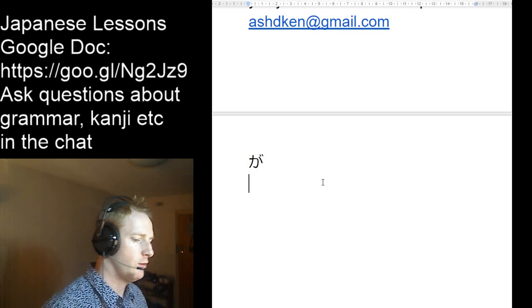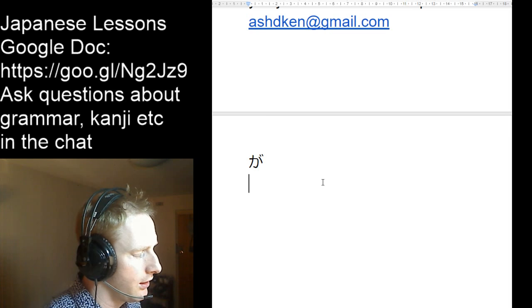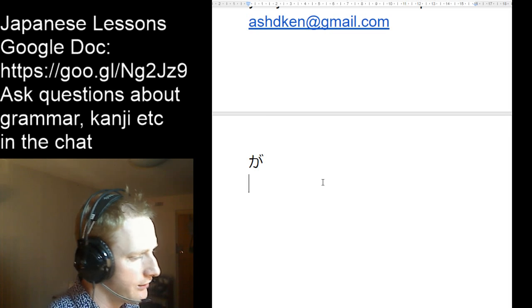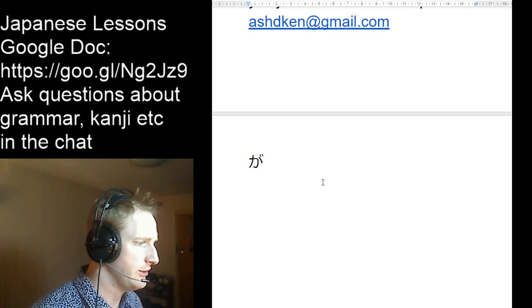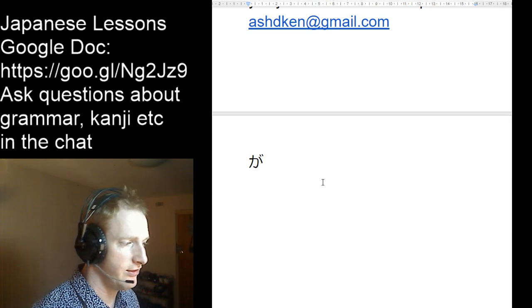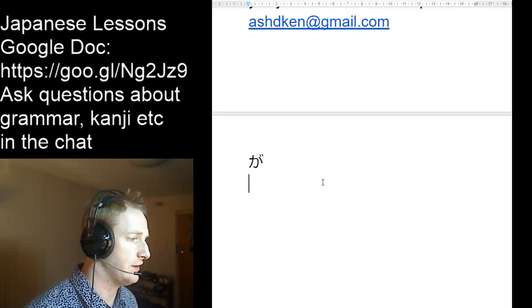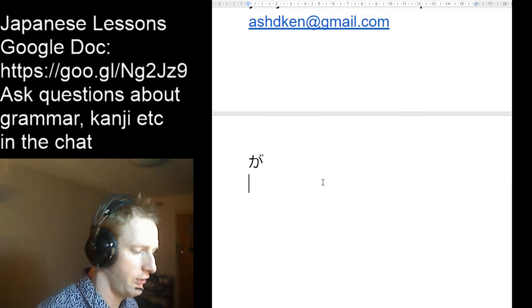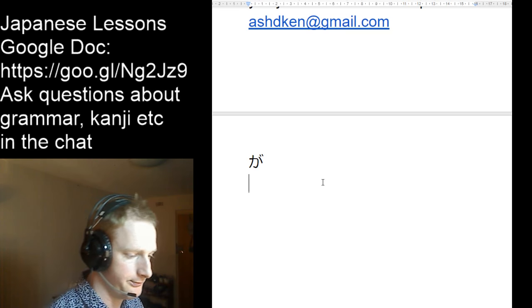But with ga, we're going to say, when we ask about things that we don't know about, we use ga to identify that thing that we don't know about, and then when the person answers your question, telling you what the unknown thing is, they use the ga to point out that unknown thing. So for example, who is the student? He is the student. This kind of example. Alright.